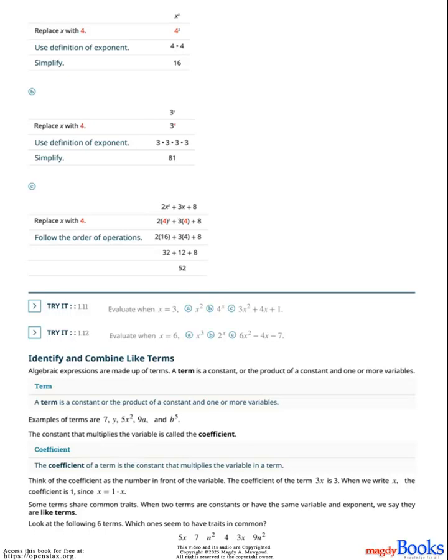Try it 1.11. Evaluate when x equals 3. A. x squared. B. 4 to the power of x. C. 3x squared plus 4x plus 1. Try it 1.12. Evaluate when x equals 6. A. x cubed. B. 2 to the power of x. C. 6x squared minus 4x minus 7.